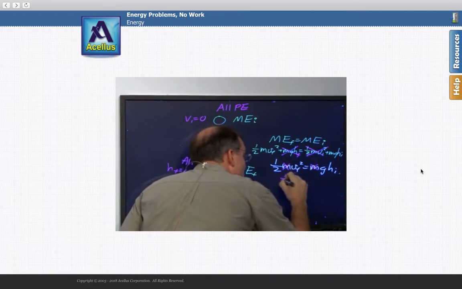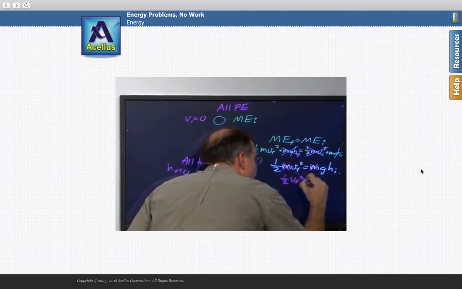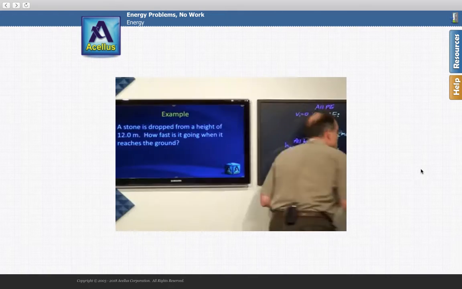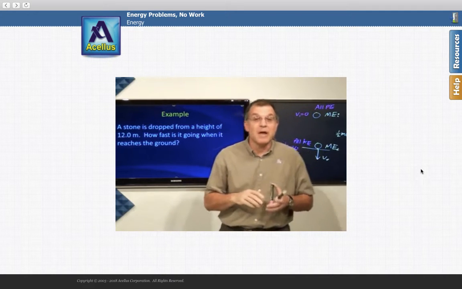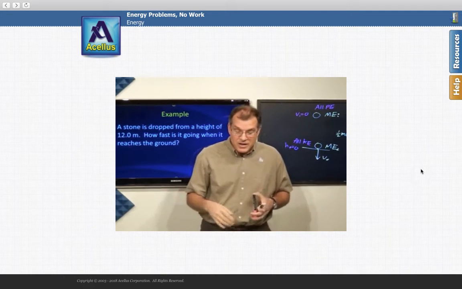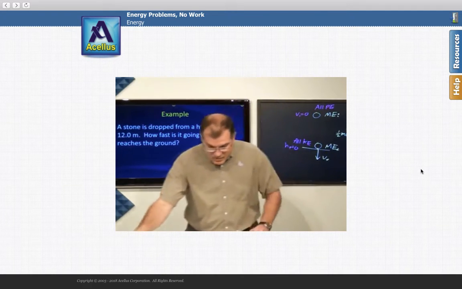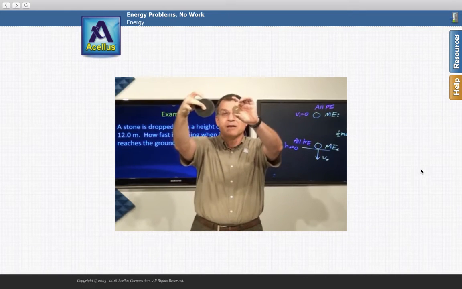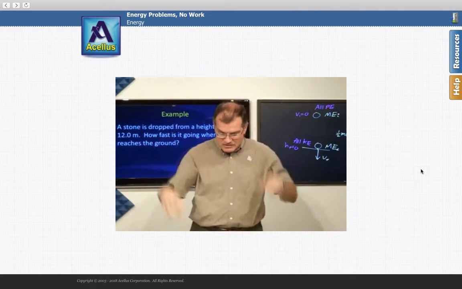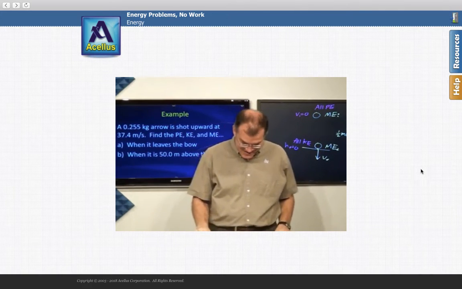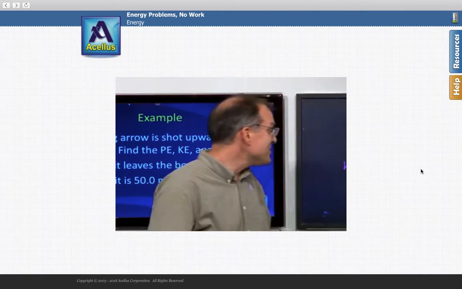And so now we have 1/2 vf squared is gh, which tells you that all objects will fall at the same speed. It doesn't matter how big they are. If you drop a big mass and a little mass, they will fall, it's going to make a noise, they'll fall at the same rate, which they do. Knocked all my stuff on the floor too.